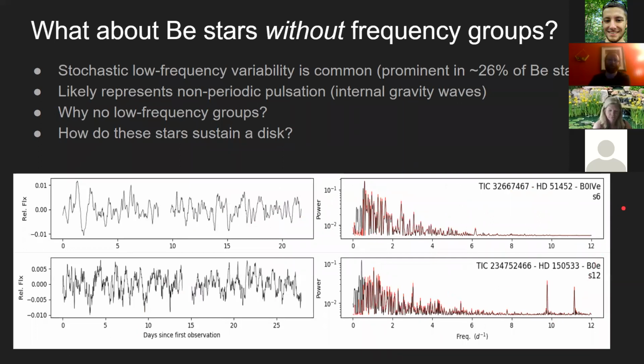So I mentioned 85% of Be stars show frequency groups. That means 15% don't. So what is going on with stars without frequency groups? How do those sustain a disk or eject mass? One category of stars without groups are these stars where stochastic variation is the characteristic variability that we see.